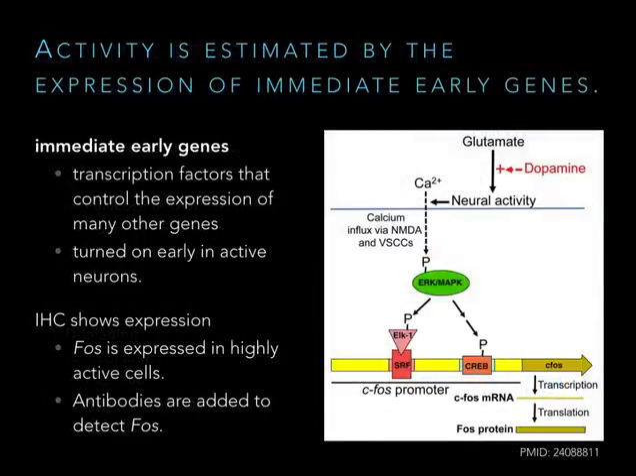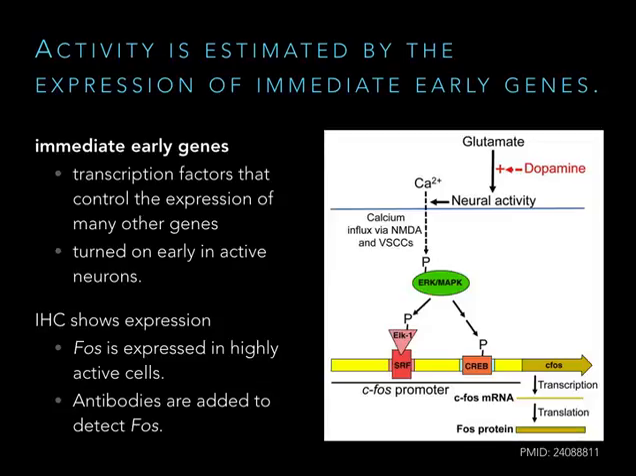Another estimate for brain activity would be the expression of what we call immediate early genes. And they really are what they sound like. They're expressed immediately following an increase in neuronal activity. Now, immediate early genes are, for the most part, going to be transcription factors that control the expression of a whole bunch of other genes. So while the immediate early gene won't really do anything itself, it's going to regulate a number of other genes that will then go on and perform some important function for the neuron.